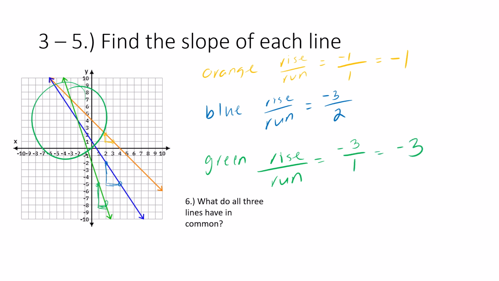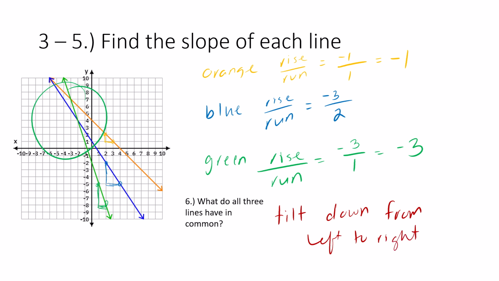And question 6 is asking you, what do all 3 lines have in common? Now, you might have thought of some different things here, but what I was looking for when I wrote that problem was that they tilt down from left to right. And this gets into some important concepts with slope.